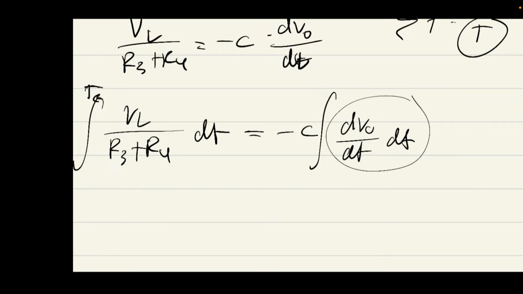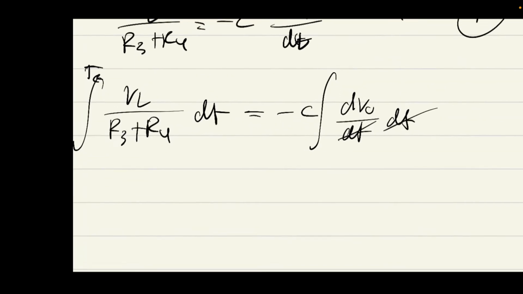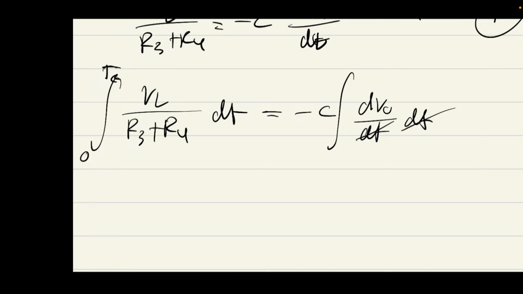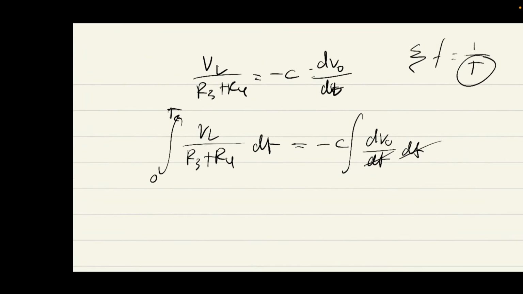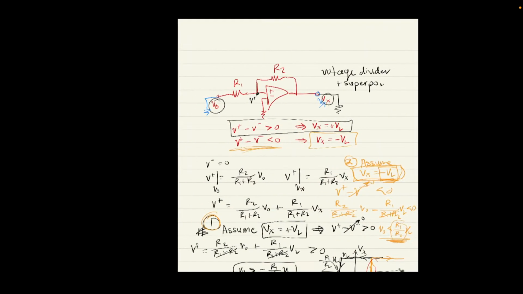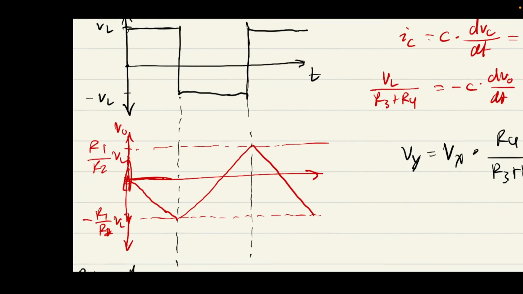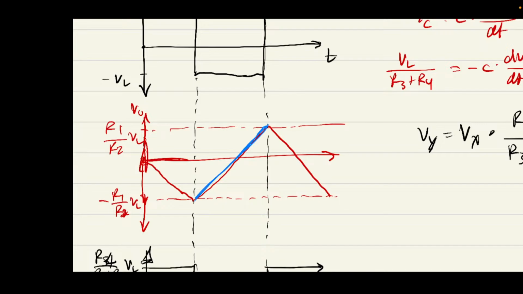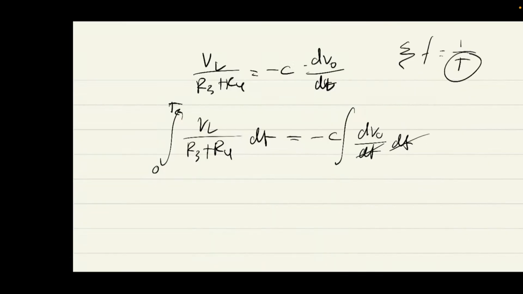Now, what we have over here is kind of like a change of variables, so let's just cancel those out. It's a bit dubious what I'm doing, but we'll just do it. And we're going to integrate from the voltage at negative 0, at time t equals 0. Basically we're going to integrate across this path, right? We're going to integrate from this voltage to this voltage. So we're going to have negative R1 on R2 VL and positive R1 on R2 VL.